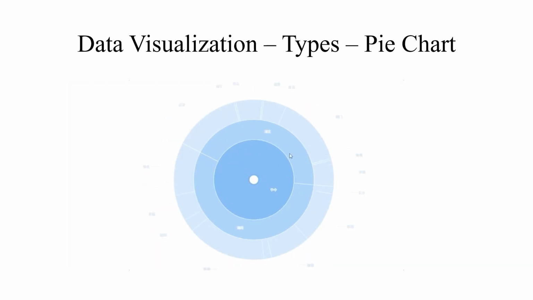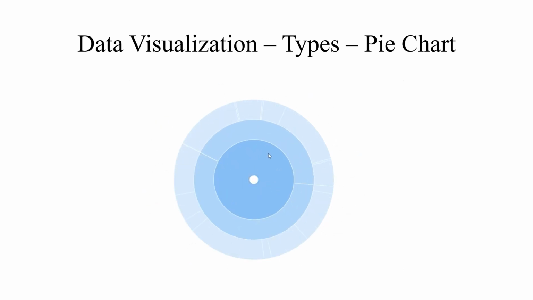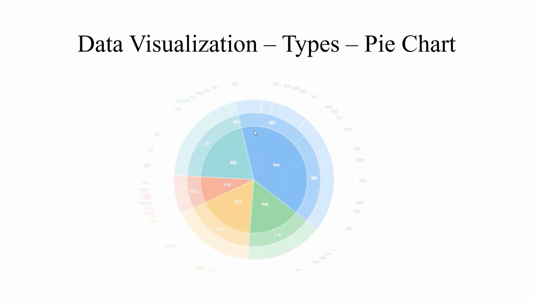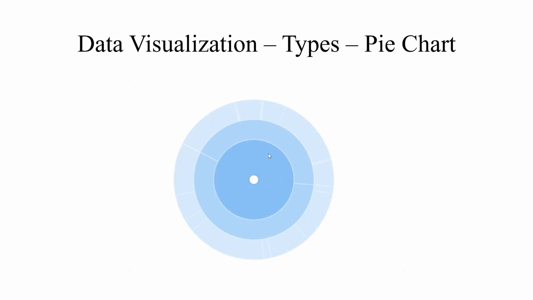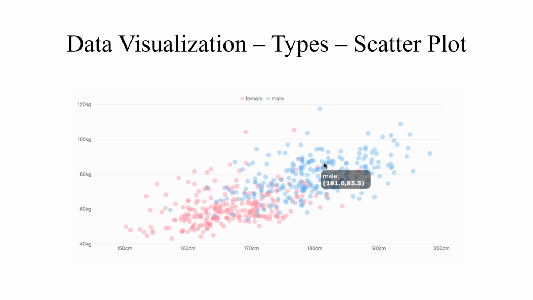Pie charts represent data as slices of a circle, with each slice showing the proportion of the whole that corresponds to a particular category. They are useful for displaying the distribution of different items within a data set. Scatter plots display individual data points on a two-dimensional graph. They're effective in showing relationships between two variables and identifying patterns or outliers.